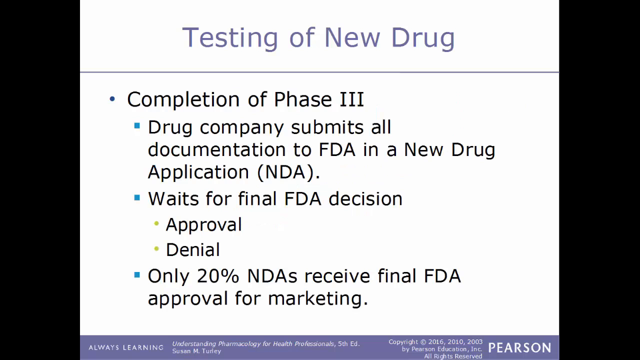Alright, upon completion of phase 3, the drug company will submit all the documentation to the FDA in a new drug application, NDA. At this point, all they can do is wait for a final decision from the FDA, and the drug will either be approved or denied. Only about 20% of NDAs receive a final approval from the FDA for marketing. So it's very likely that you'll get all the way through the end of phase 3, complete all this research, invest all this time, all this money, and your drug will still get denied.